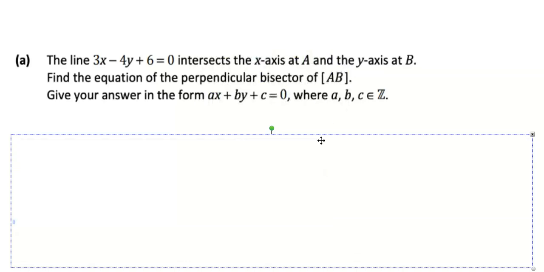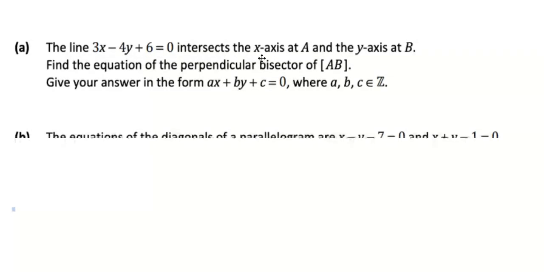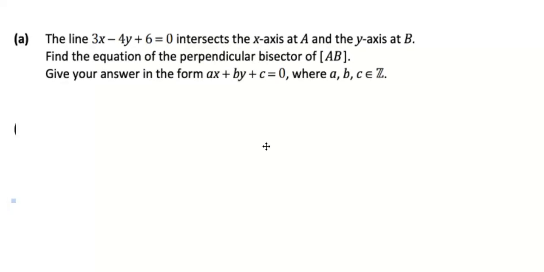Are you listening? All right. The line 3x minus 4y plus 6 intersects the x-axis at A and the y-axis at B. Find the equation of the perpendicular bisector of AB. Give your answer in the form ax plus by plus c. A, B, and C are whole numbers, negative or positive, right?